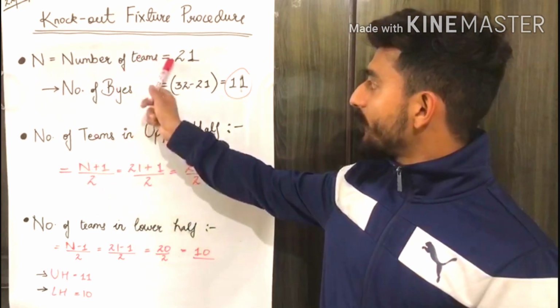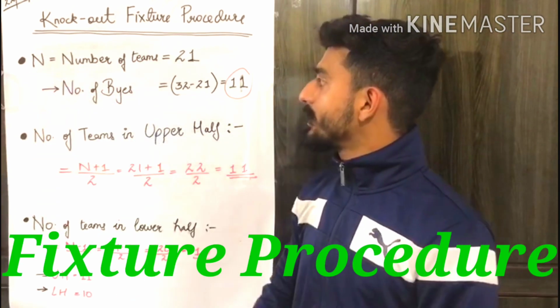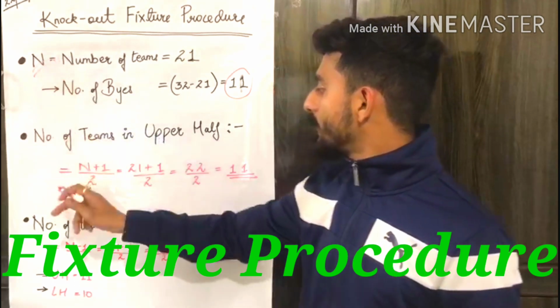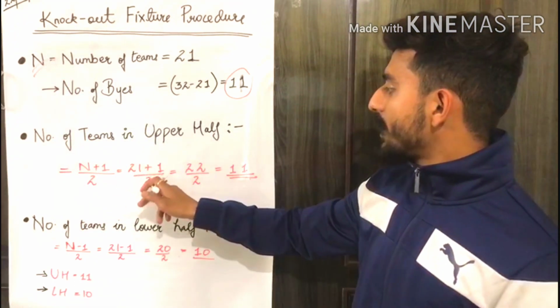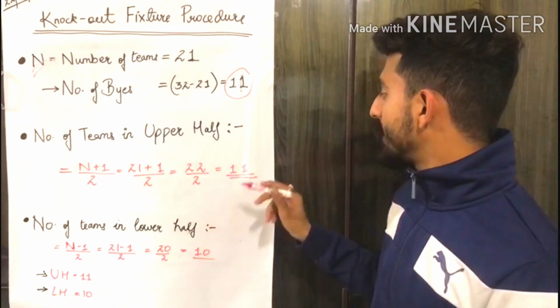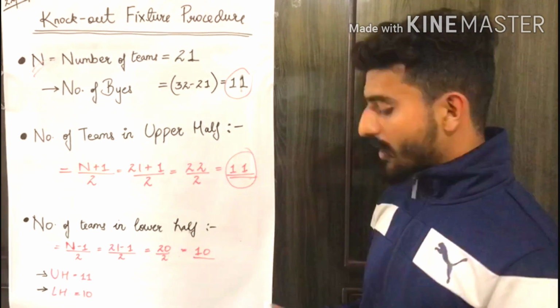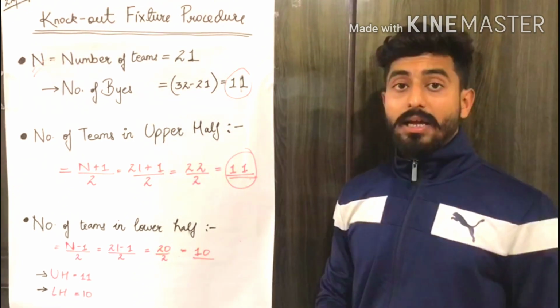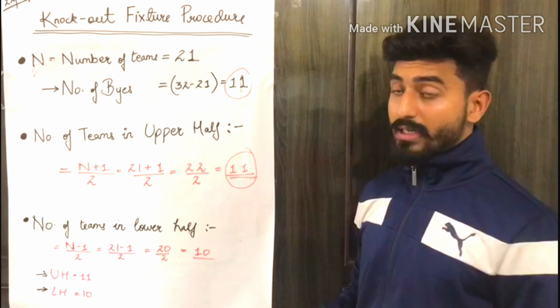N is the number of teams that I have told you earlier also. N is the number of teams, that is 21. So 21 plus 1 upon 2, 22 upon 2 is 11. We get upper half. The number of teams that will lie in the upper half are 11 teams.